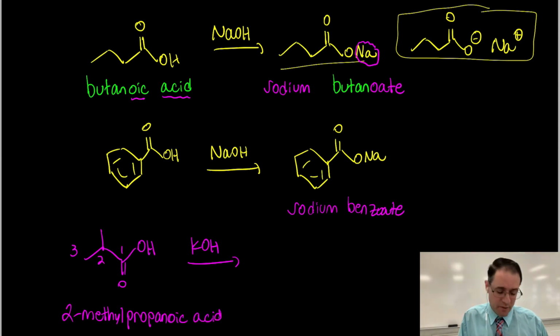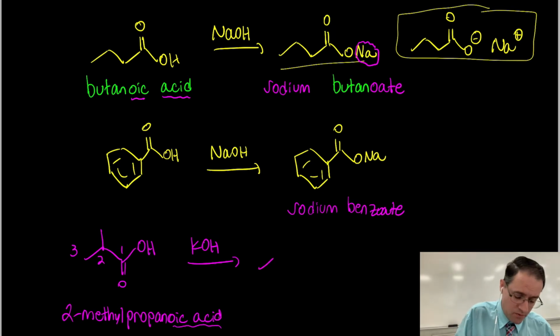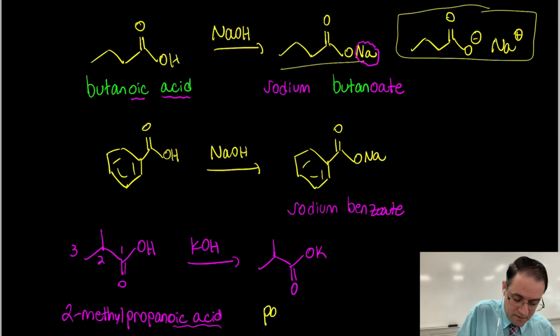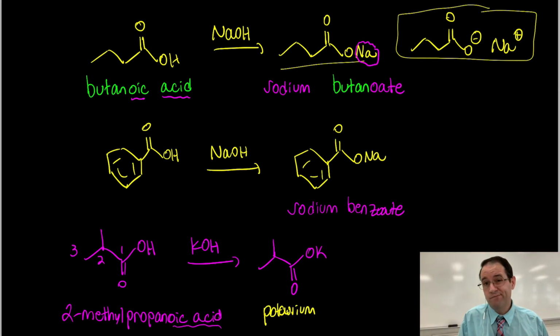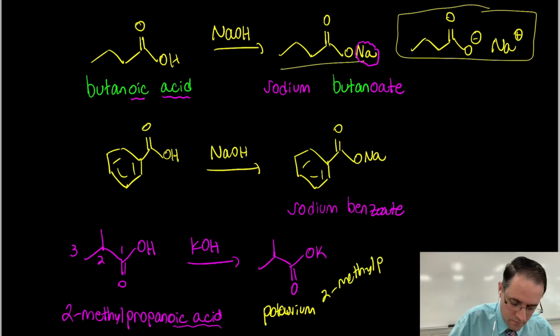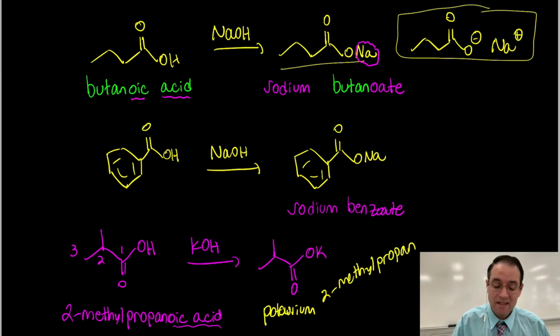Okay, and remember we're going to ditch the -oic acid and just put -ate in there, okay? And we want to put potassium first in the name. So the structure we want to draw over here is this one with an OK kind of at the end. And we're going to name this potassium 2-methylpropanoate. Okay, propan-, and then just add -ate.